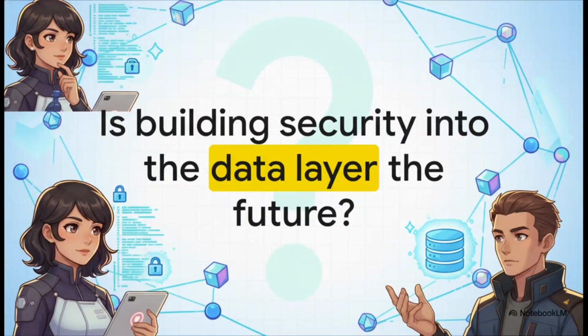So where does this leave us? Is this the future? By embedding our security rules directly into the data layer, we're moving from a world where security is an action, something a developer has to remember to do, to a world where security is an inherent property of the data itself. It's a simple shift in thinking, but it promises to help us build much more consistent, secure, and maintainable systems. So what do you think?